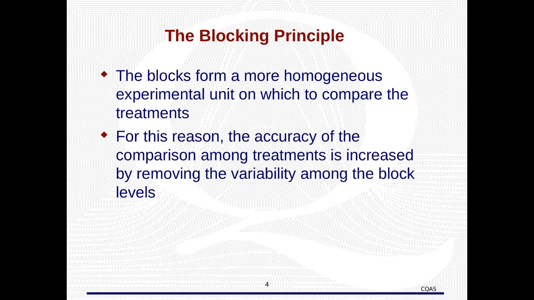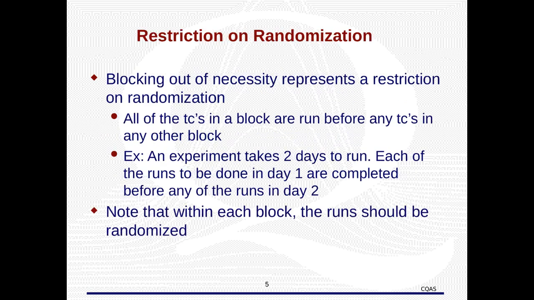By removing the variability that would otherwise exist among different block levels, we substantially increase the accuracy and sensitivity of our treatment comparisons. In essence, blocking acts as a statistical filter, allowing the true treatment differences to emerge more clearly from the experimental noise. Now that we understand how blocking improves our experimental precision by creating homogeneous units, we must recognize an important consequence. Blocking necessarily restricts our randomization scheme.